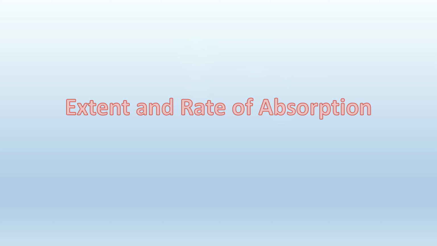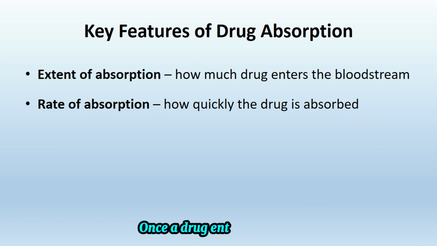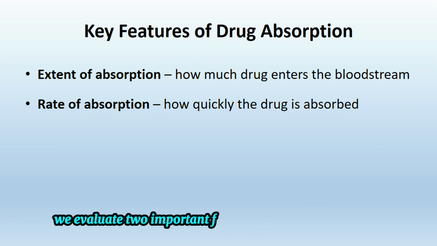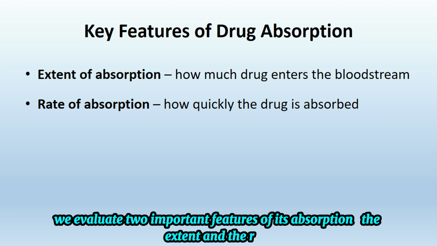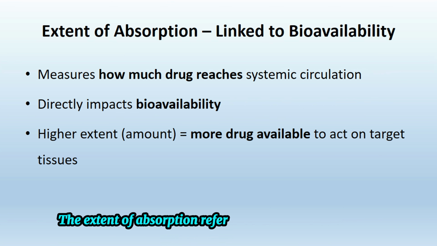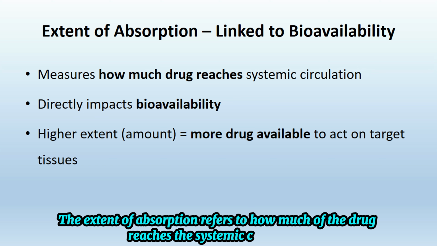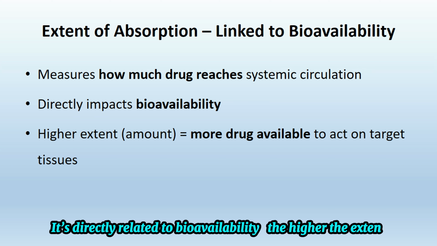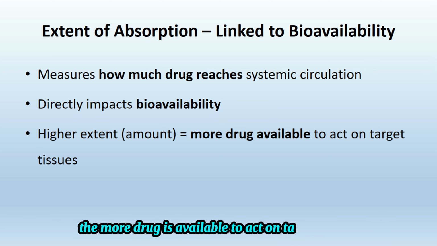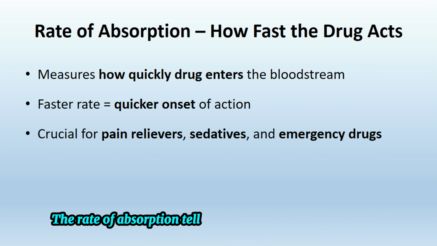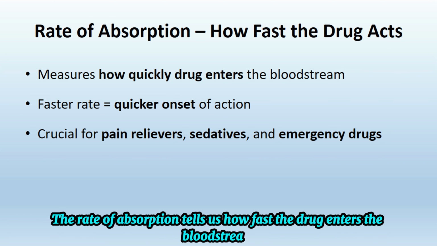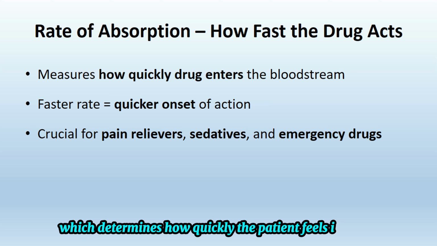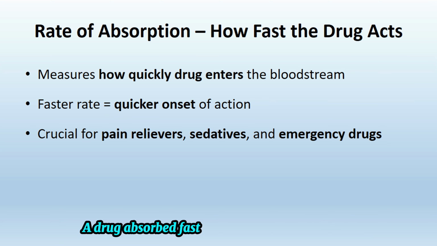Extent of drug absorption. Once a drug enters the body, we evaluate two important features of its absorption: the extent and the rate. The extent of absorption refers to how much of the drug reaches the systemic circulation. It's directly related to bioavailability. The higher the extent, the more drug is available to act on target tissues. The rate of absorption tells us how fast the drug enters the bloodstream, which determines how quickly the patient feels its effect.